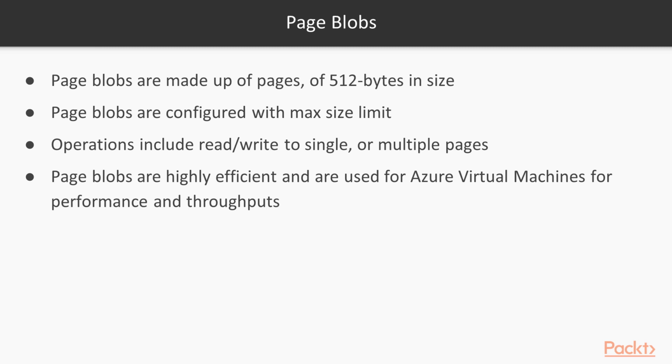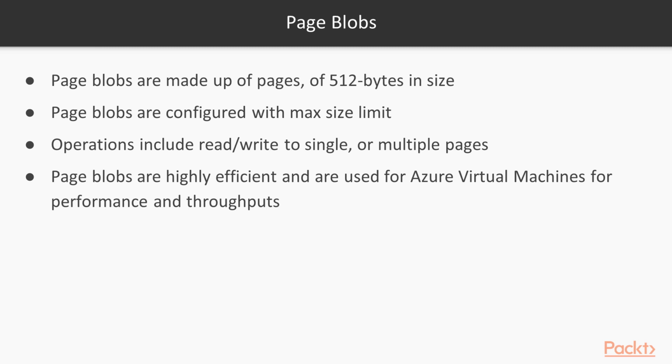Finally, the page blobs are made up of pages of fixed 512 bytes size. They are configured with a max size limit, such as 100 or 1000 gigabytes, and then those 1000 gigabytes can have pages of 512 bytes in size. They support operations for reading and writing to single or multiple pages simultaneously or in parallel, just like block blobs.